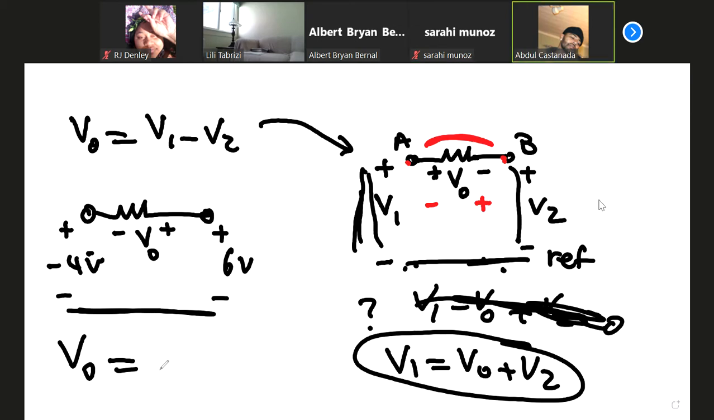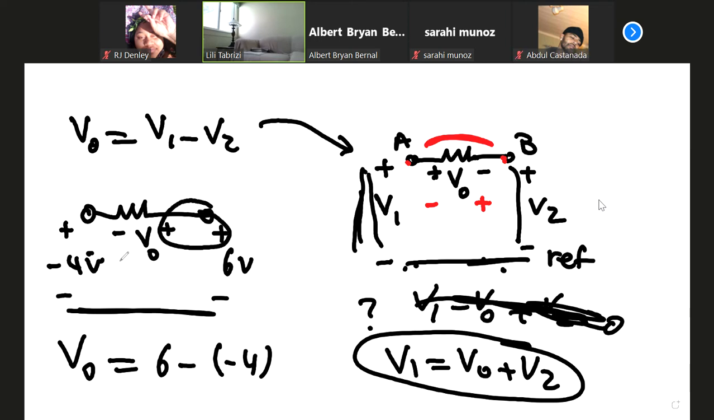It's 6 volts minus 4 volts. Minus 4 volts? Or plus 4 volts. Minus 4 volts. Yeah. So it's the voltage at the positive end minus the voltage at the negative end. This is called voltage across. This is a result of KVL, but you don't have to write KVL. Any question here?